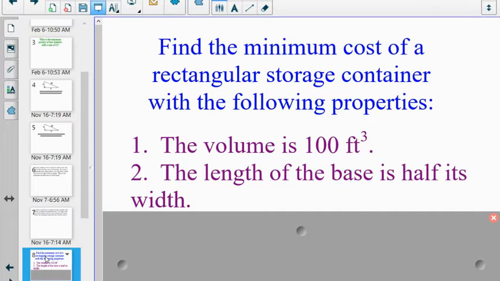Or maybe I'm manufacturing boxes or packaging and working for Amazon or something like that, and I want to create storage containers that have a certain volume but minimize the cost. And so we'll see a lot of different things like this. But the basic calculus idea goes like this.